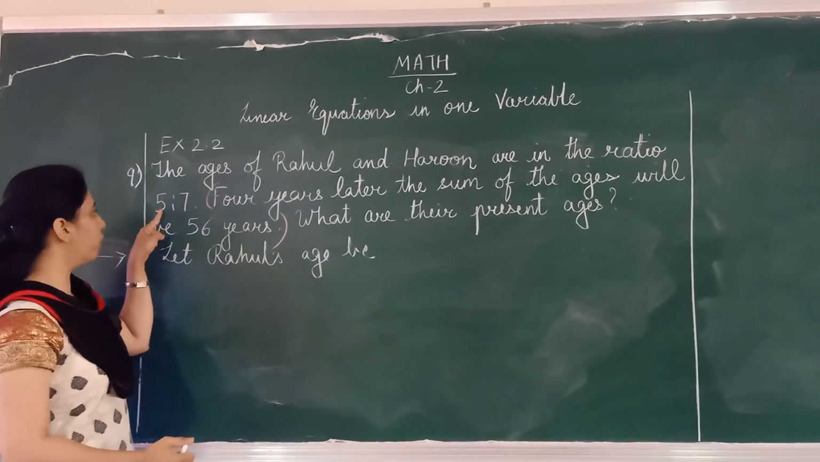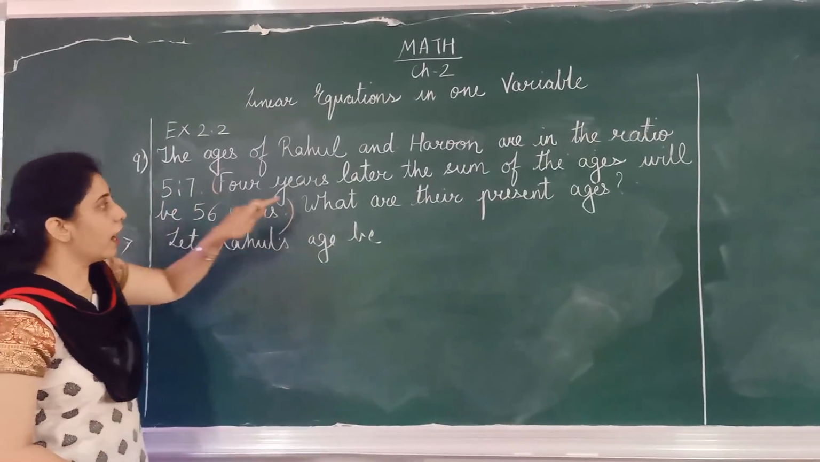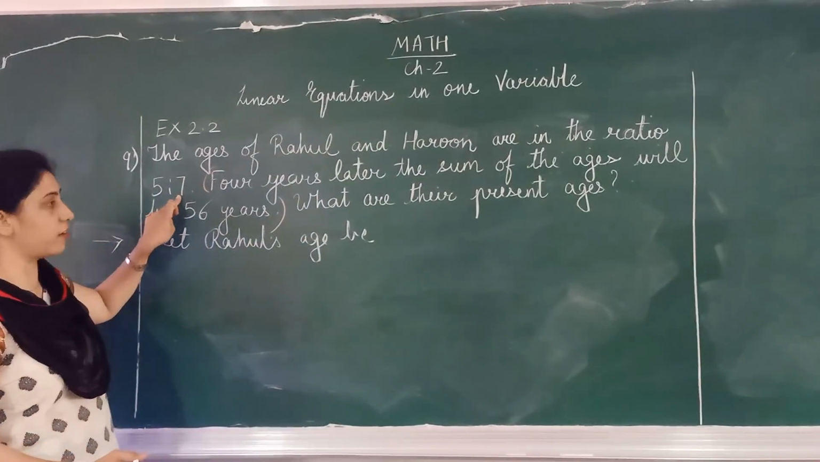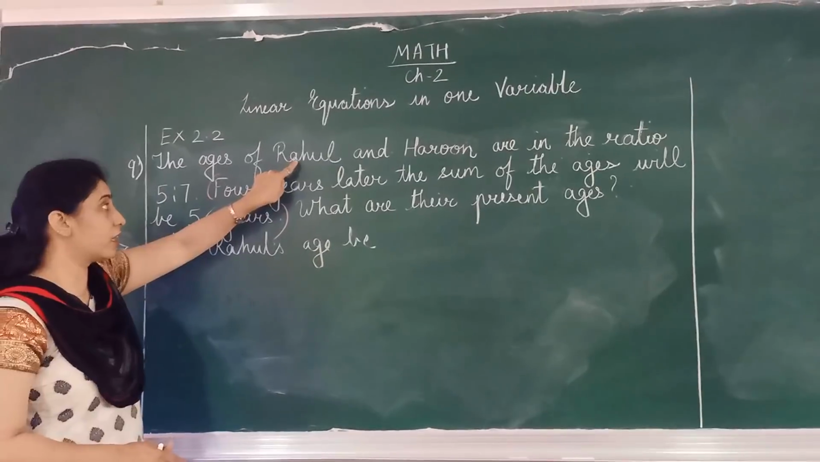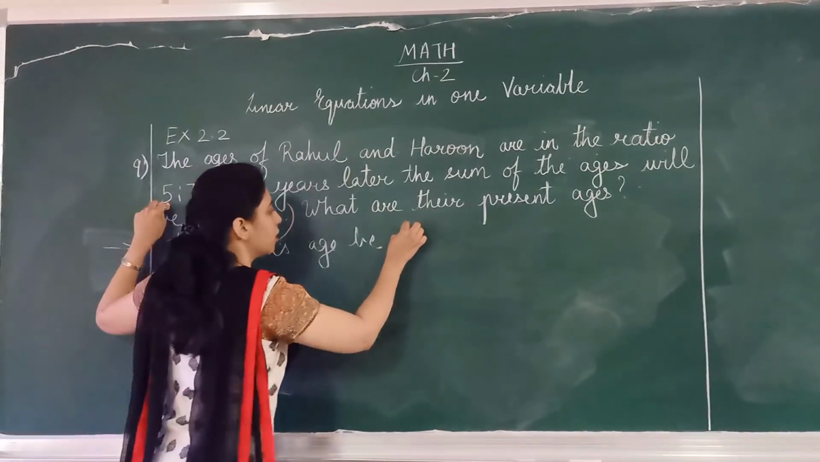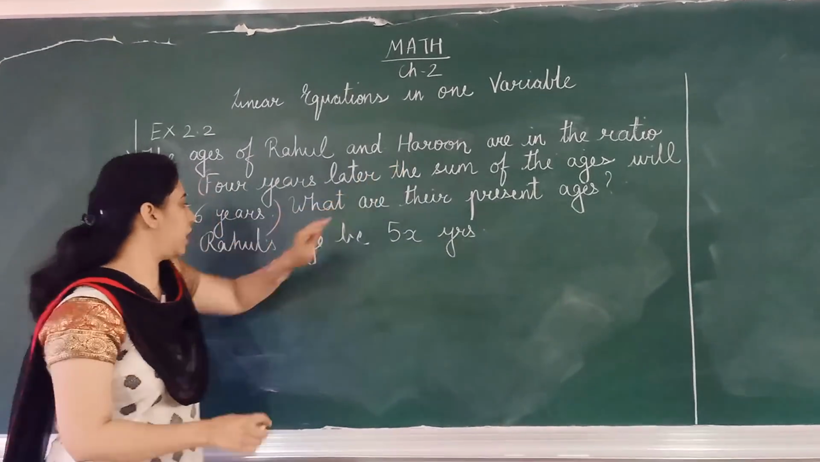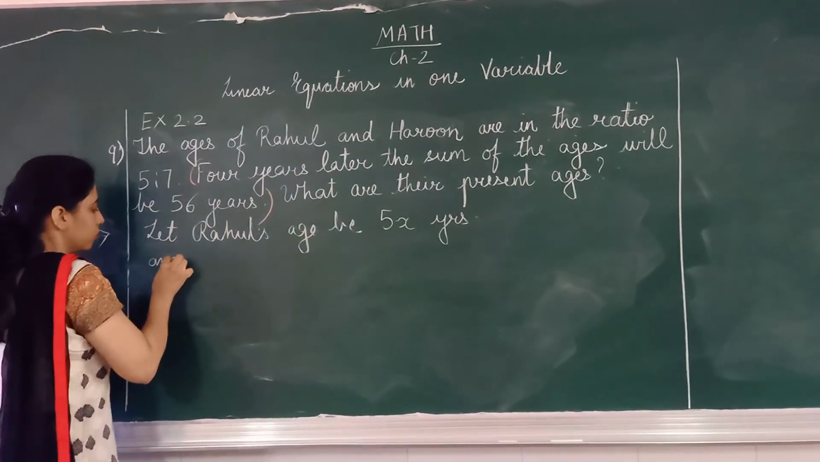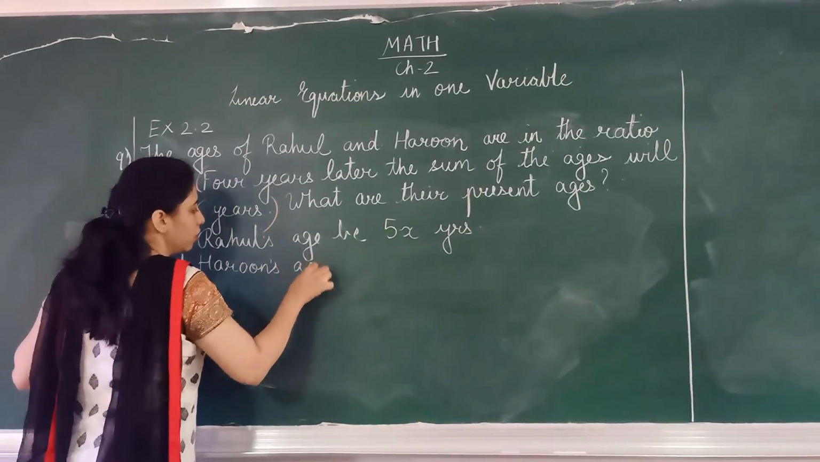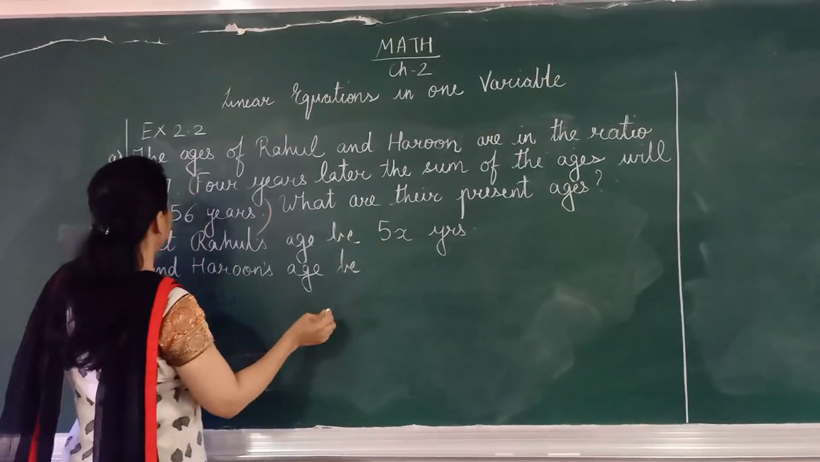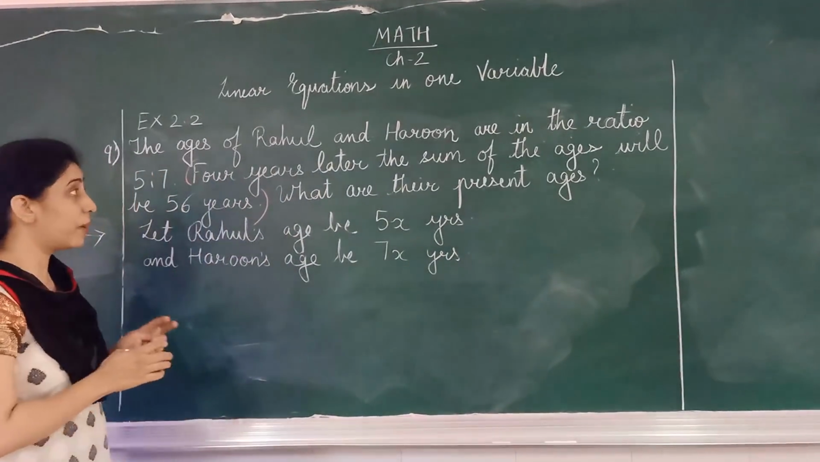So in the ratio 5:7, Rahul's age will be 5x and Harun's age will be 7x. They are given the ages in the ratio, so you have to consider that Rahul's age will be 5x years and Harun's age will be 7x years. Okay. So these are the present ages.